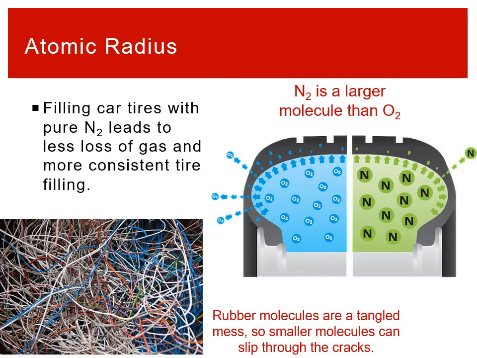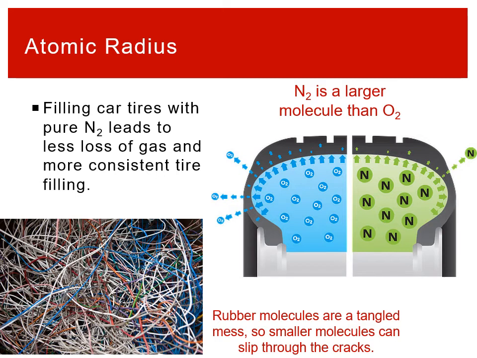You may be familiar with the idea of putting pure nitrogen in your tires because it's better than air. The motivation behind that is really that nitrogen molecules are bigger than oxygen molecules, and so they're going to escape less. You can think of your tire rubber as basically a bunch of tangled cords, like the wires under your desk, that tight-knit mesh, and it would take some time for something to move through there.